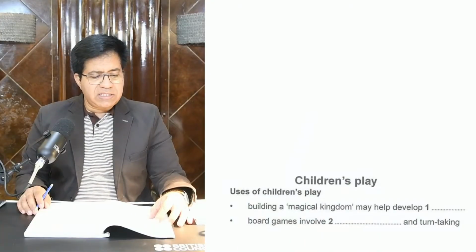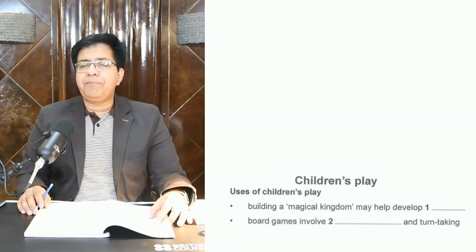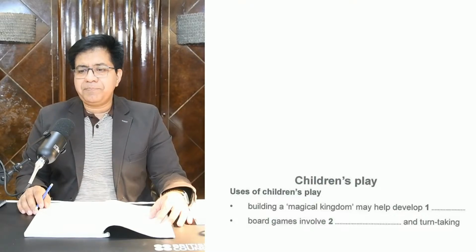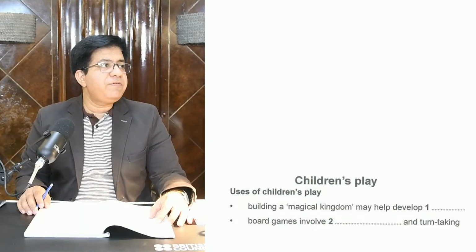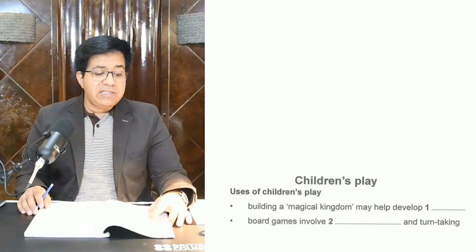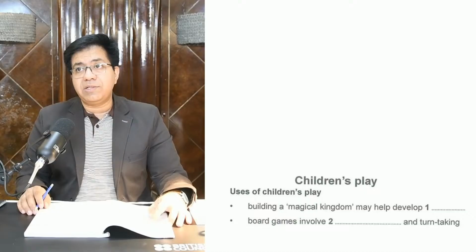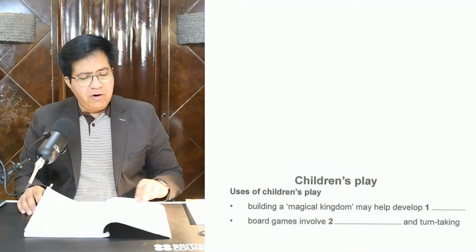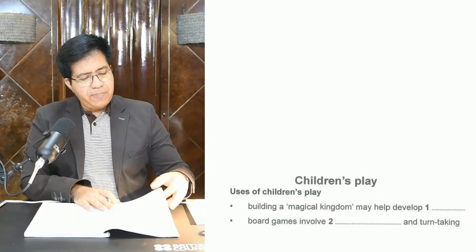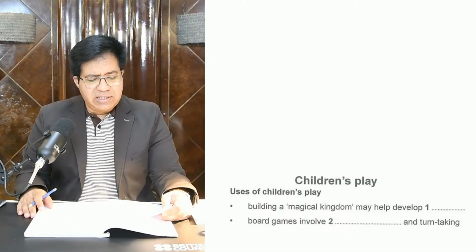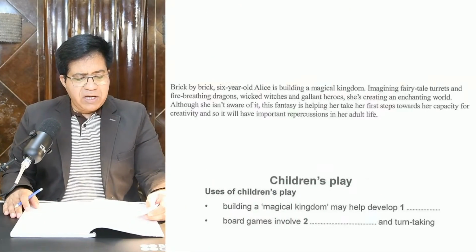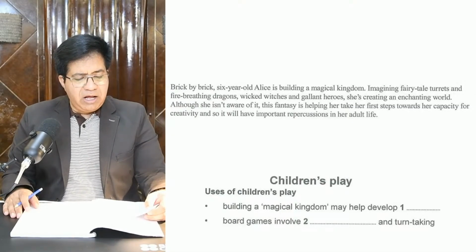Question number 1 is about building a magical kingdom may help develop. Underline the words may help develop. The synonym of develop will give us the answer. And there is a clue word. What's the clue word? Magical kingdom, and it is in inverted commas. So we go back and we look for magical kingdom. Well done. You can see magical kingdom in the first paragraph. So we are going to actually read from there. Please follow me, first paragraph, third line, and we just read on from there.